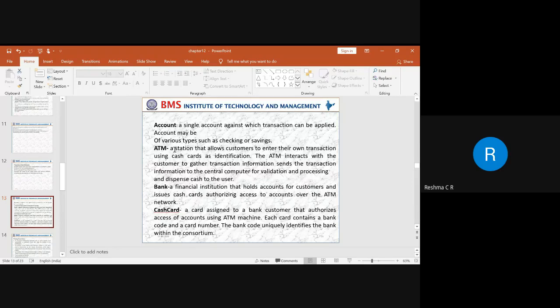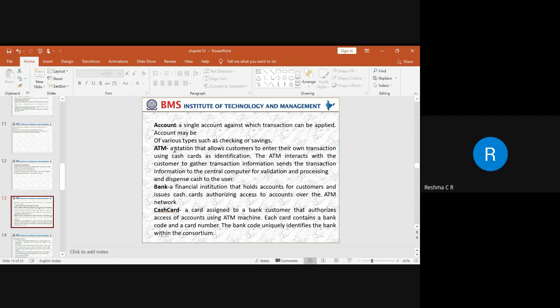Once the customer interacts with the ATM machine, it will gather all the information about the customer. It will send the information to the central computer for validation. Once the customer has been identified, it will allow further processing, and whatever cash is requested by the customer will be dispensed to the user. That is what the ATM is going to do.